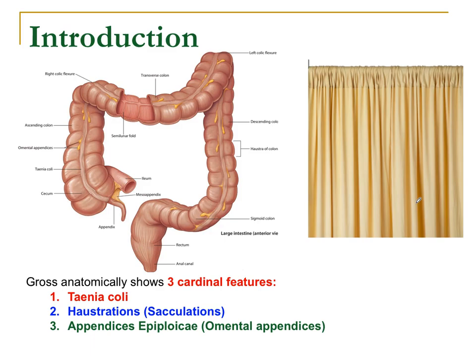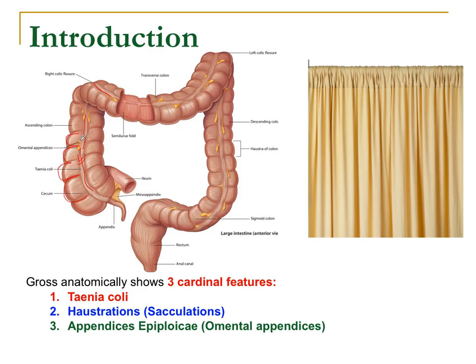The three features are, first, the tinea coli. Can you see this structure? This is a longitudinal muscle band of fibers. These are the tinea coli, so just remember tinea coli. And if you see this structure, it is a sacculated structure. This is called the sacculations or haustration.